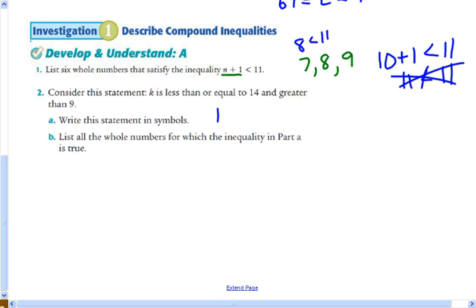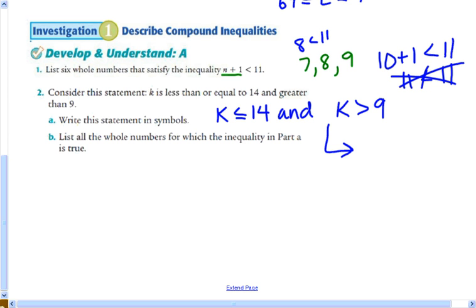So k is less than or equal to 14. And I'm just writing it straight in symbols. And k is greater than 9. It would look like that. Or it's nice if you can put them all into one simple thing.